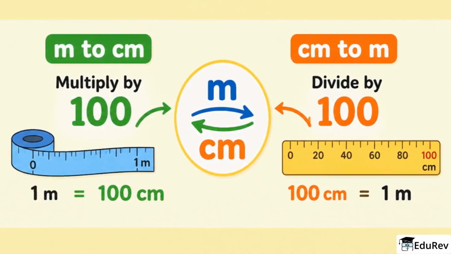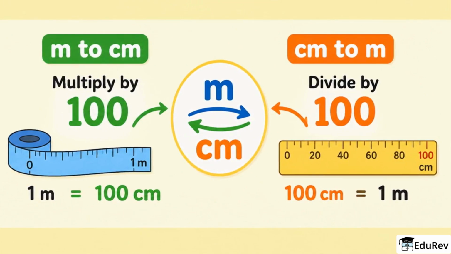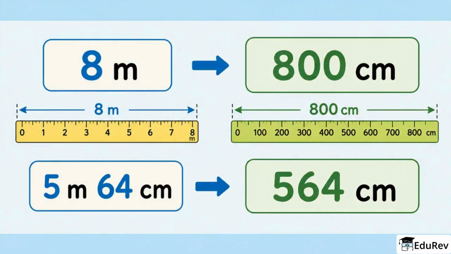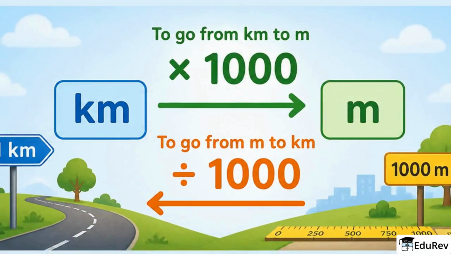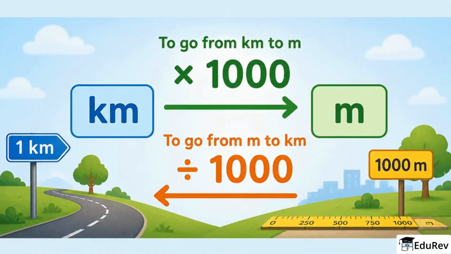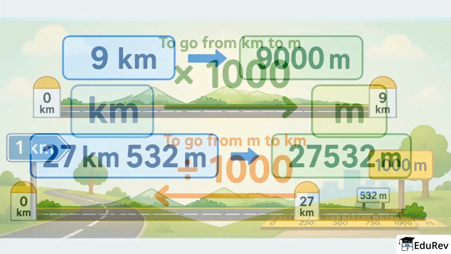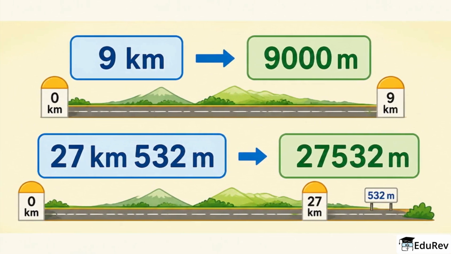To convert meters to centimeters, multiply by 100, and to convert back, divide by 100. For example, 8 meters becomes 800 centimeters and 5 meters 64 centimeters is 564 centimeters. To convert kilometers to meters, multiply by 1000, and to go back, divide by 1000. So 9 kilometers is 9000 meters.